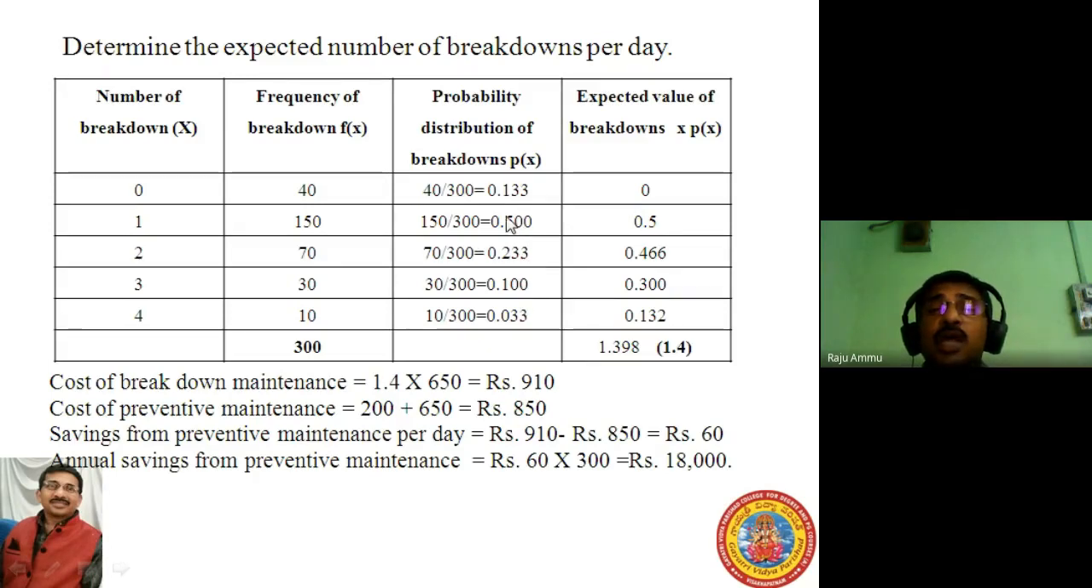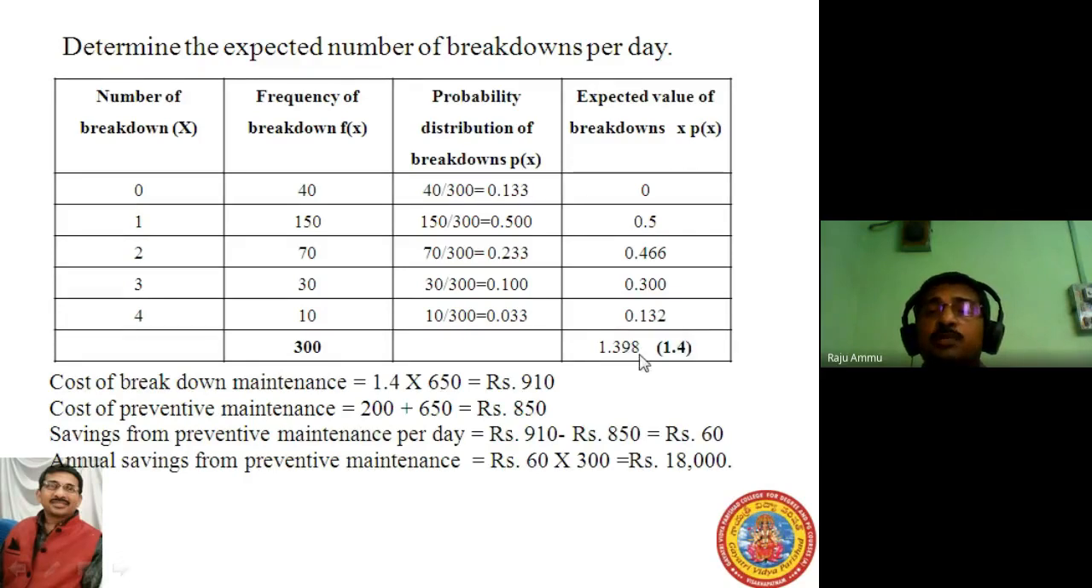So the moment you get these, I think simply you need to multiply with the x component. Take the number of breakdowns and multiply, as in the last problem. The same is here also. You need to multiply 0 into 0.133, 1 into 0.50, 2 into 0.233, 3 into 0.100. So you get all these values over here, and you need to total it.